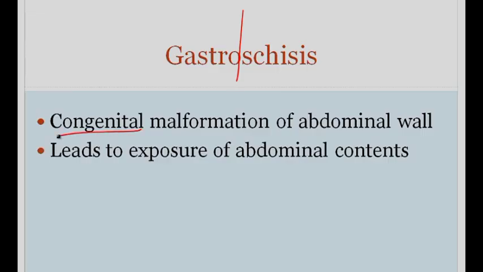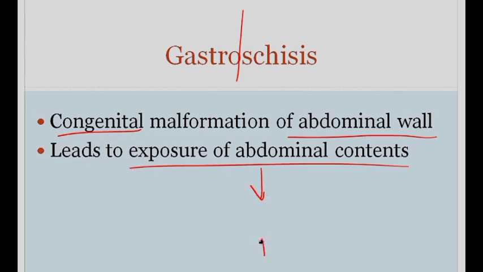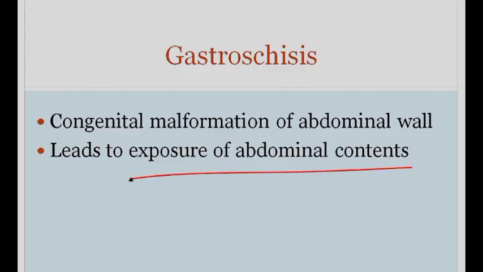Instead, we get a congenital malformation of the abdominal wall, so that it is the abdominal wall that is actually kind of split, which then leads to exposure of the abdominal contents. Let me remind you that when we form the abdominal wall, we have a bunch of folds that come together. So there's an anterior fold, there's a posterior fold, and then there's a couple lateral folds. And all of these have to come together to form that anterior abdominal wall. Now, in this particular case, there is a congenital malformation, so you don't form the wall. When you don't form the wall, of course, there's going to be exposure of the abdominal contents.